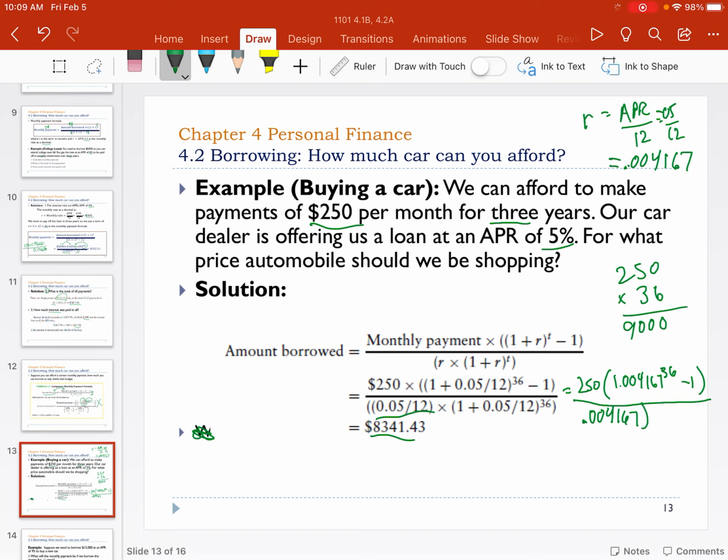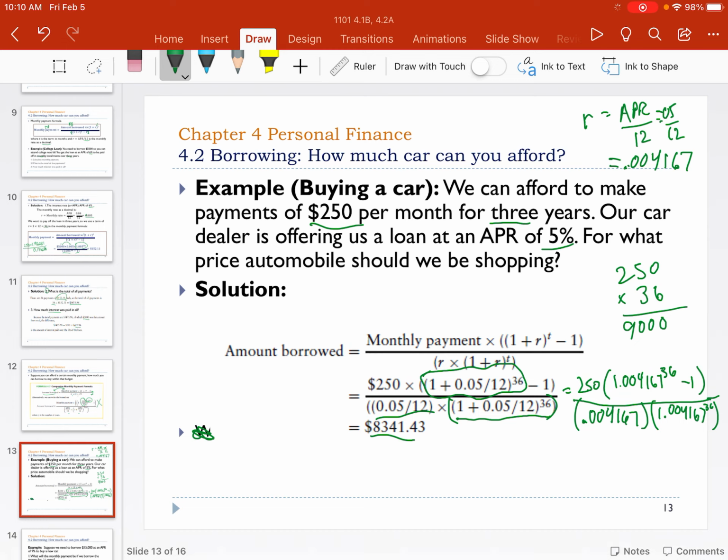And that's going to be multiplied by this number here. But the trouble is, it's the same as this. Not trouble at all. It's actually a fortunate coincidence. We just don't subtract 1 this time. So that's going to be our 1.004167 to the 36th without subtracting 1.